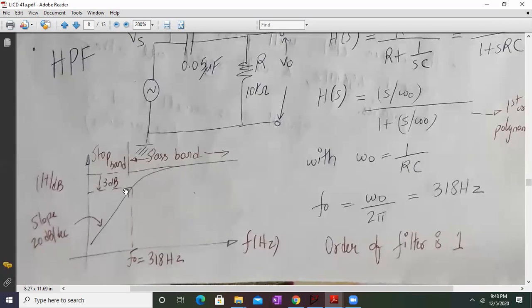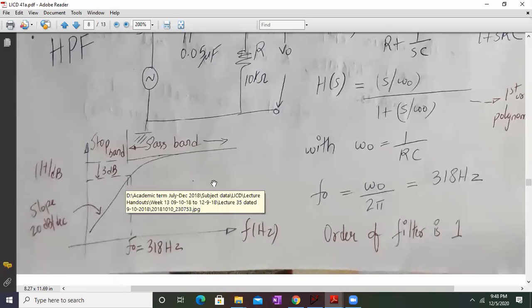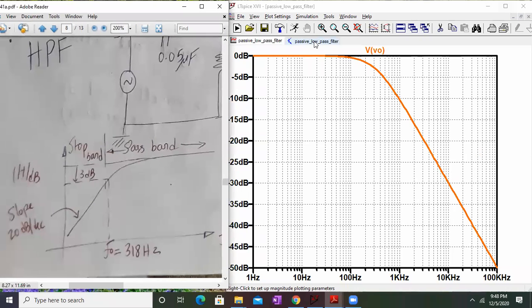It's a high pass filter, so it will pass all the frequencies above 318 hertz, and it will reject all the frequencies below 318 hertz. So this is my stop band. Below f naught is my stop band, and above f naught is my pass band. And the slope over here is plus 20 dB per decade. Okay, fine. Let us check this out in LTSpice.